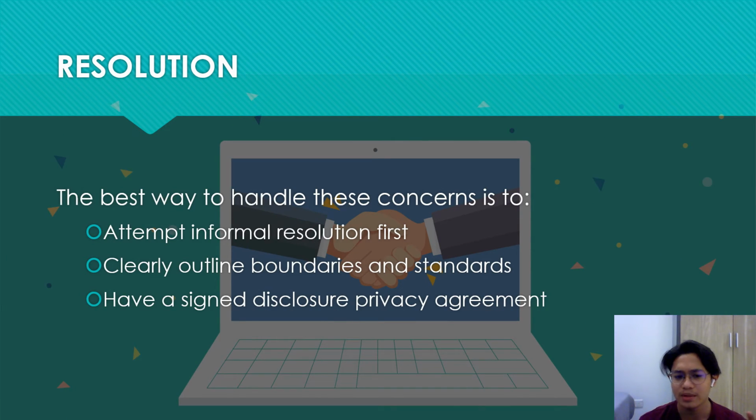So there are 3 best ways to handle these concerns. The first one is to attempt informal resolution first, and then the second one is to clearly outline the boundaries and standards for appropriate behavior in a formalized policy that addresses workplace expectations. And then the last one is to have a signed non-disclosure privacy agreement.